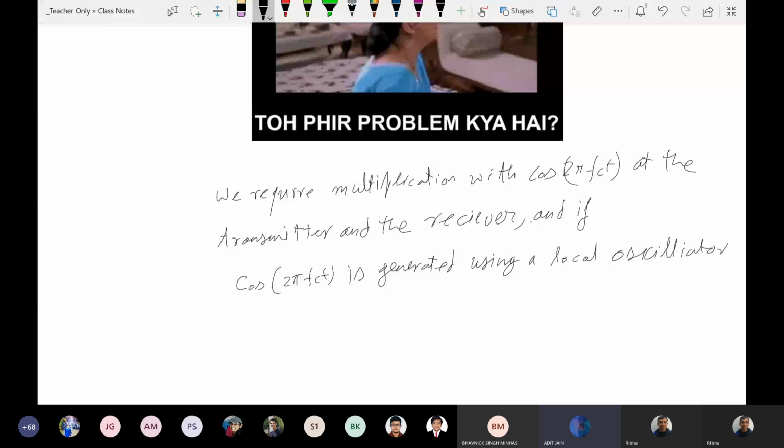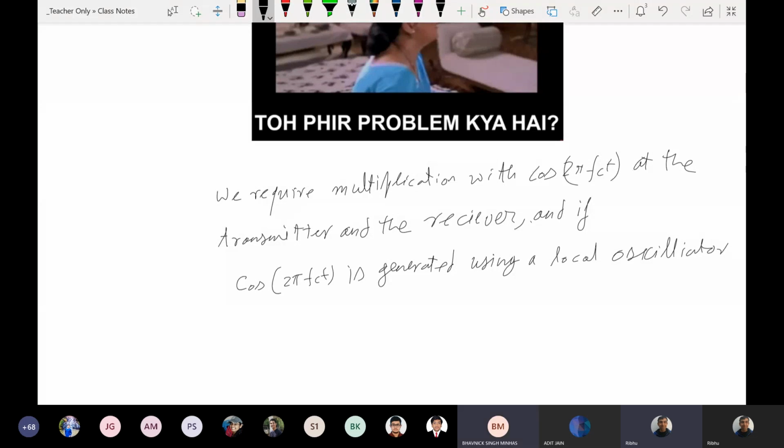Sir, if the two oscillators or the two locations have a small difference in fc, then the demodulated signal would be different from the modulated one. That is one. That is known as carrier frequency offset. That we'll come to possibly in the digital part of communication. But assuming that those oscillators have exactly the same frequency, then also we have some issue.